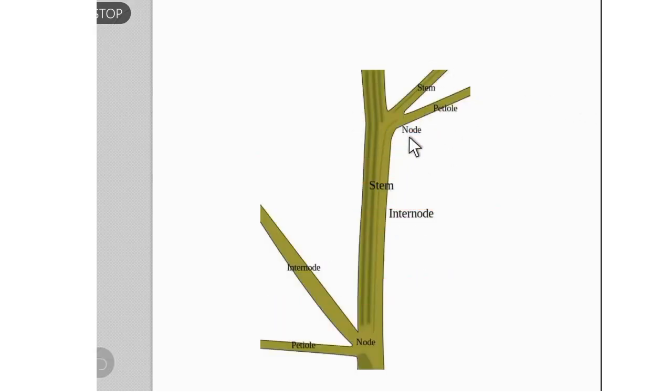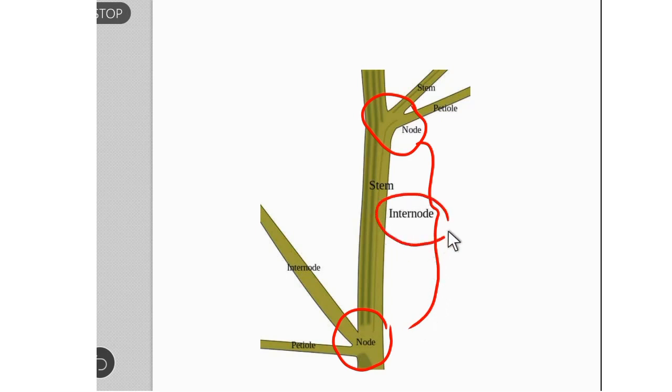Now this is the part I have mentioned before. Here, this petiole portion represents the part of a leaf, and this stem portion represents the part of a branch. So a node is the portion of a stem where leaves or branches are present. Here you can also see another node, and this portion between two nodes is what we call an internode.